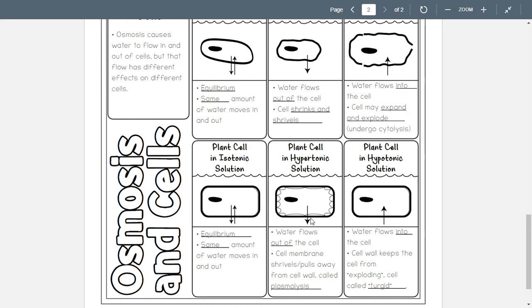Plant cells in a hypertonic solution would also shrink, and they would pull away from their cell wall, which causes something called plasmolysis. They don't like that. That's really bad for plant cells, which is why we don't water our plants with salty water. You water plants with fresh water.